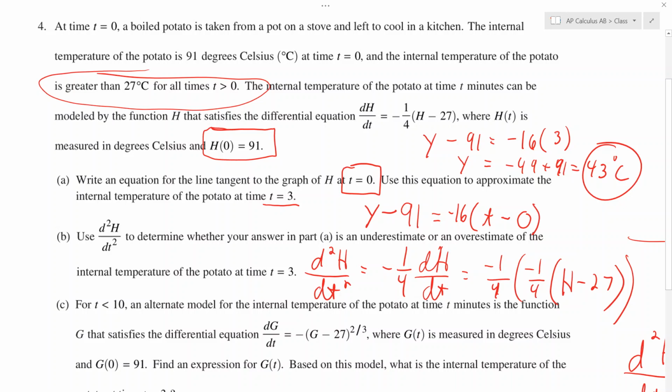Or they do make them realistic, I guess. Why might the temperature of this potato always be above 27 degrees? Room temperature. That's what's happening. That's how heat works, right? The temperature is decreasing down to 27. That's what's going to happen.